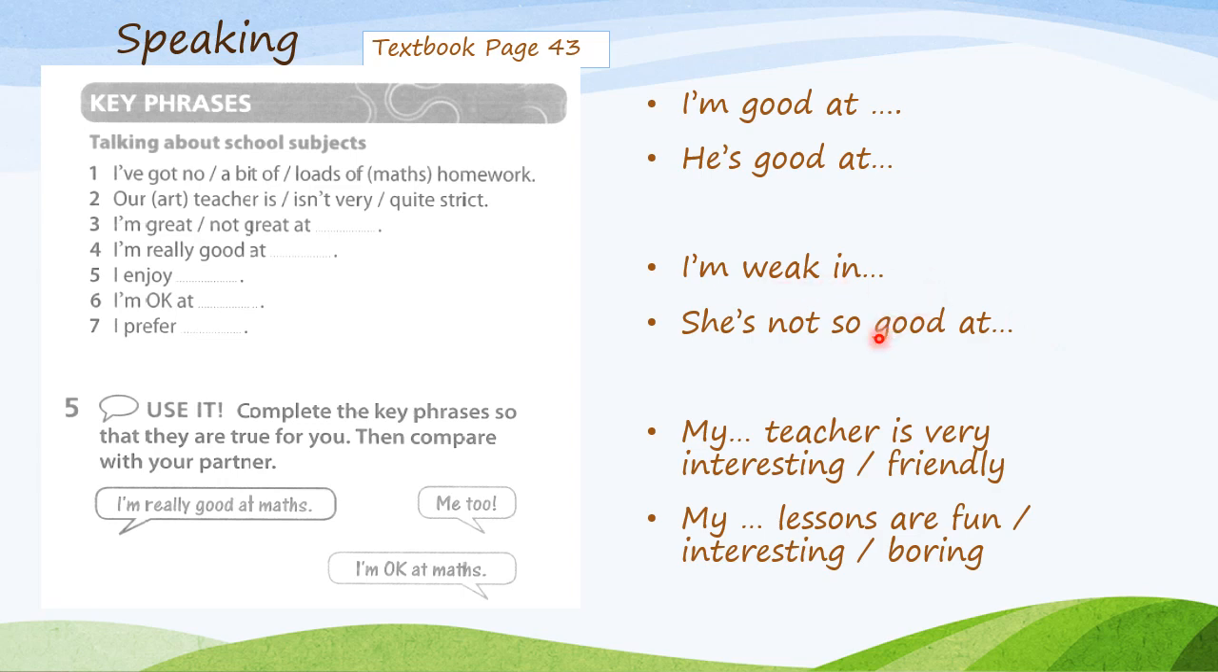So when we talk about a teacher, you can also say, for example, my English teacher is very interesting, or my English teacher is very friendly. Or like you said, my English teacher is very strict. Or my science lessons are fun. My music lessons are fun. My maths lessons are interesting or boring if you don't like it. So these are some phrases that you use. For example, I'm really good at maths. Oh, me too. I'm okay at maths.